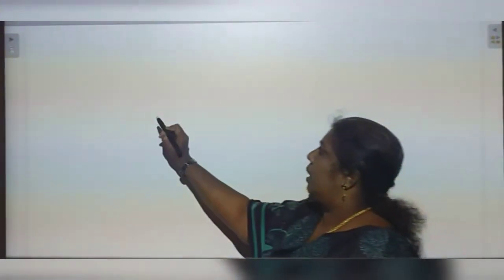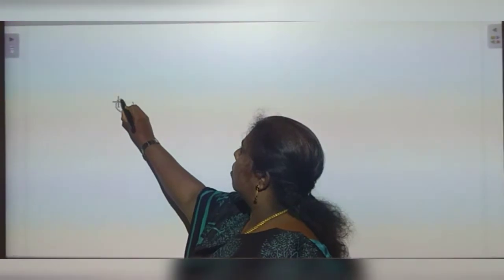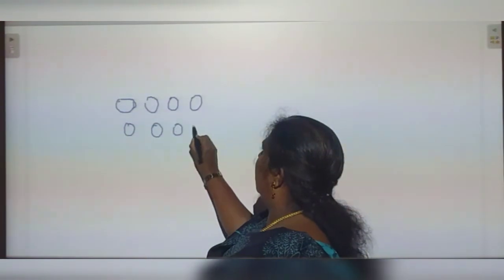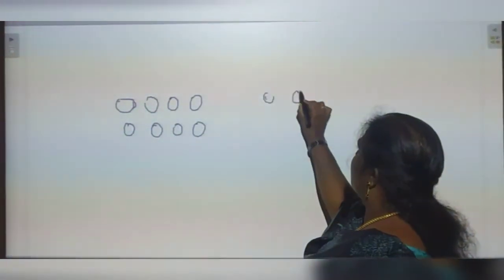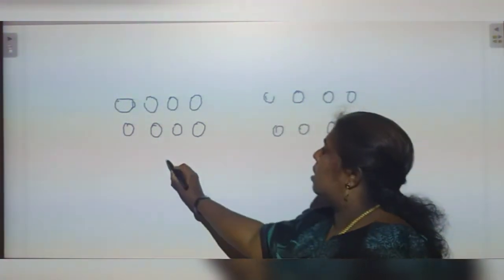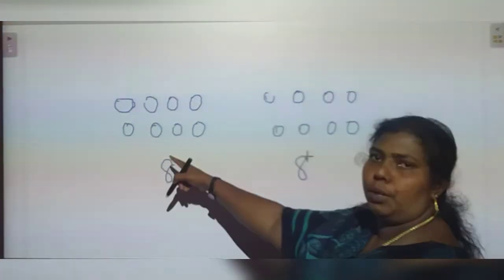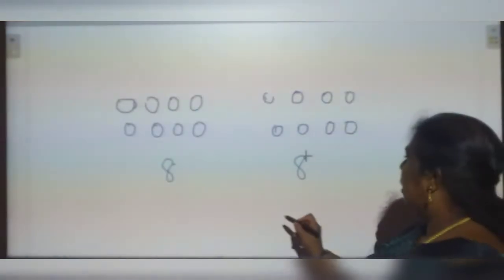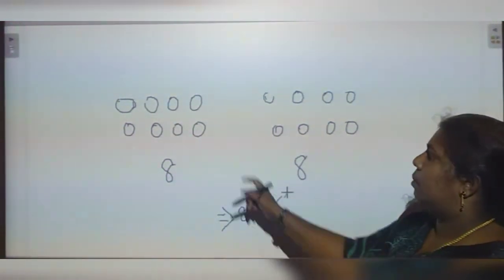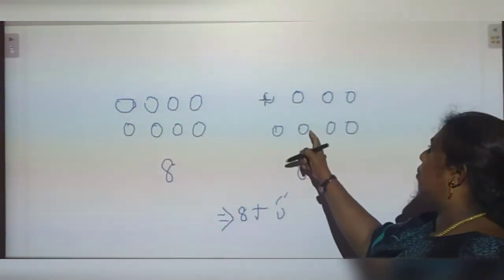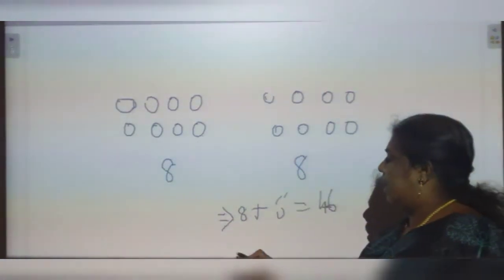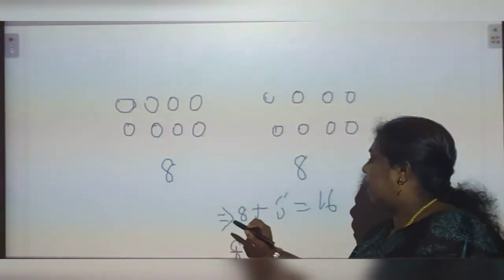See here, we can see some balls, okay? Some circles. Here 8 circles, here also 8. So here 8, here also 8. How many groups here? 2 groups, right? So here you can get the answer if you add 8 plus 8. 8 plus 8 means we have to add 8, 9, 10, 11, 12, 13, 14, 15, 16. So what is the answer? 16.